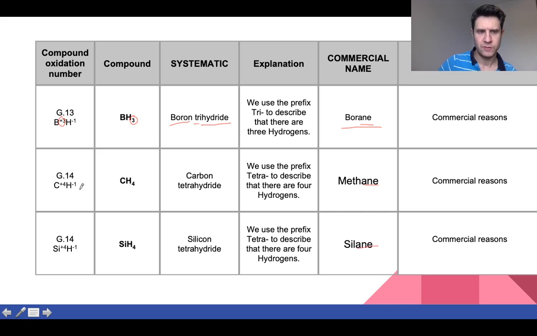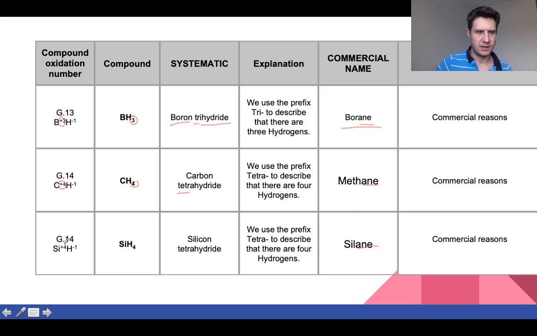Okay, group 14, carbon, non-metal, oxidation number 4. We put it with the hydrogen. We shift the oxidation number of carbon. We put it close to hydrogen here on the right. And then we have carbon tetrahydrate, sorry. As I explained here, we use the prefix tetra to describe that there are 4 hydrogens, okay?